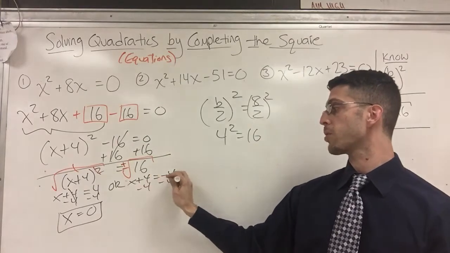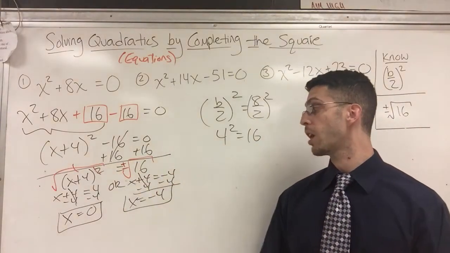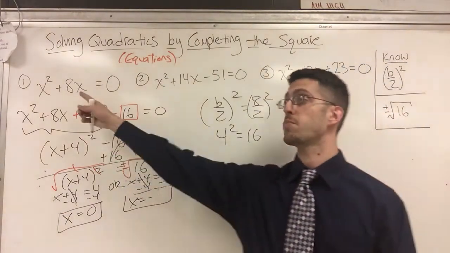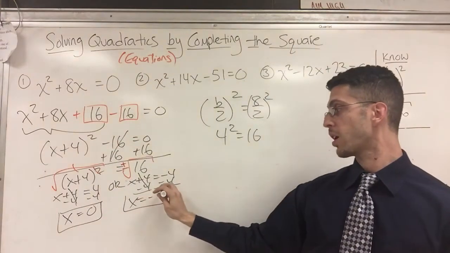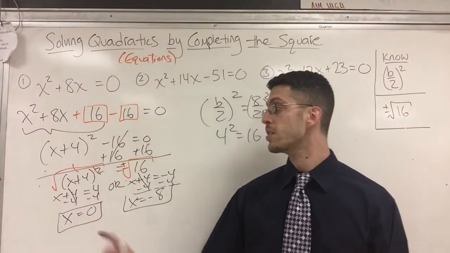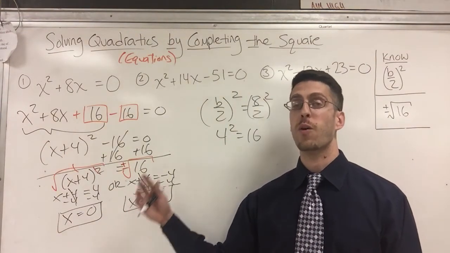Here, minus 4 on both sides, x equals negative 4, that's okay too. I'm sorry, negative 8. How did I know that? Because I just mentally checked myself. Okay, negative 8, and that's okay too. So two solutions. This is the easiest example I could think of for completing the square with equations.